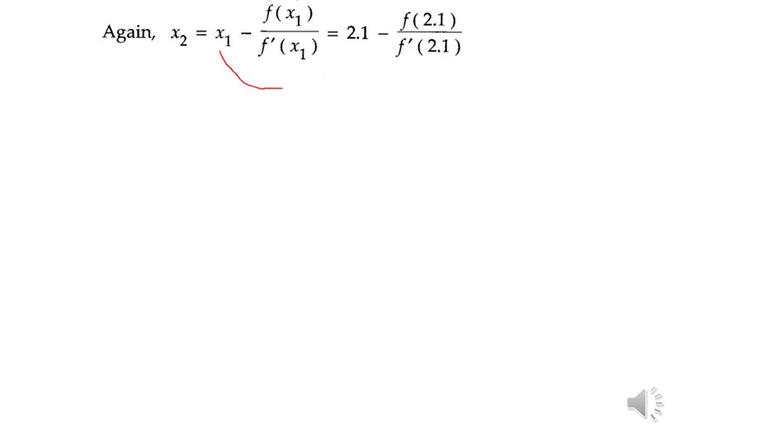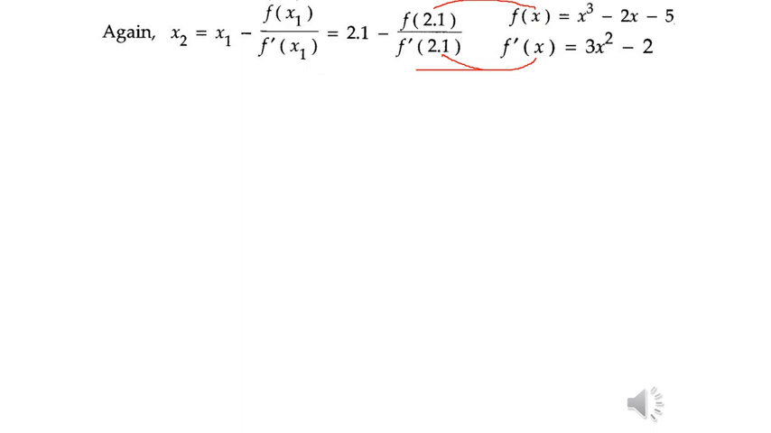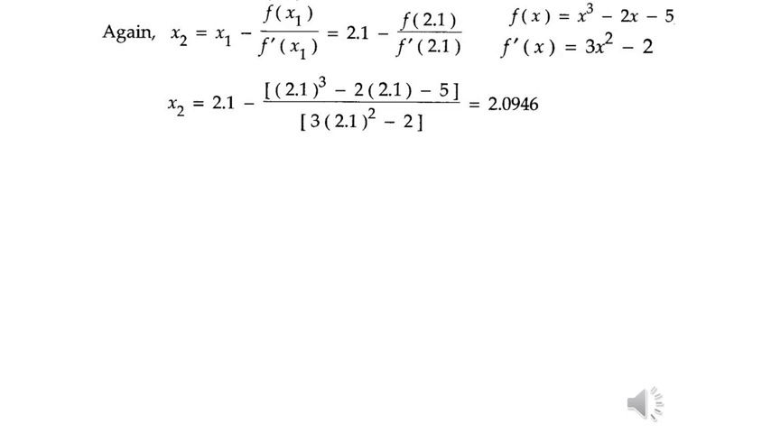We have put x1 is equal to 2.1. Now let us find what is f of 2.1 and what is f dash of 2.1, and substitute here. So this is f of x. Now let us put 2.1 in this here and 2.1 in this here and find what are these. If you put 2.1 here, you will get this substitution. If you put 2.1 in this, you will get this substitution, and use your scientific calculator to find this value, which is x2.